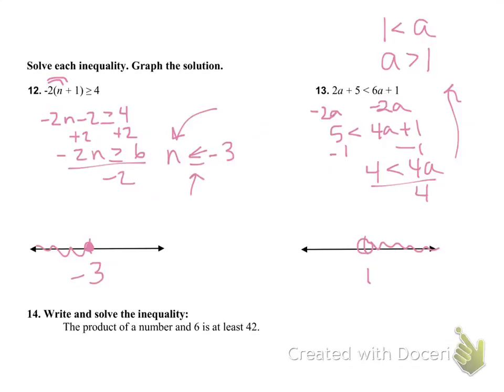Okay, down here, write and solve the inequality. The product of a number and 6 is at least 42. So product means to multiply. It needs to be a number and 6, so it's multiplying by 6. So let's just say we're talking about x here, and we know it needs to be at least 42. So that means the least it can be is 42, but it can be 42. So you're always eating the bigger thing. So you want to eat the bigger thing in this situation, and the smallest amount should be on the other side, so that 42.